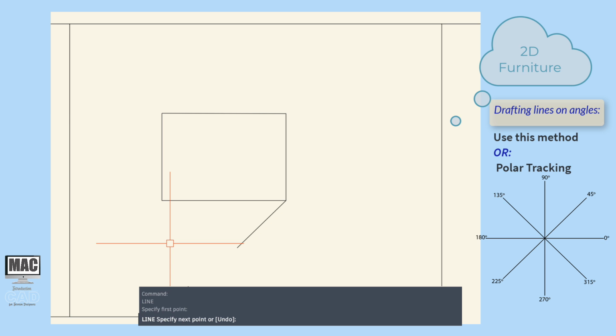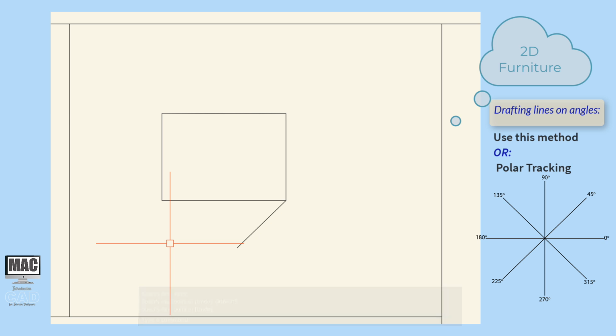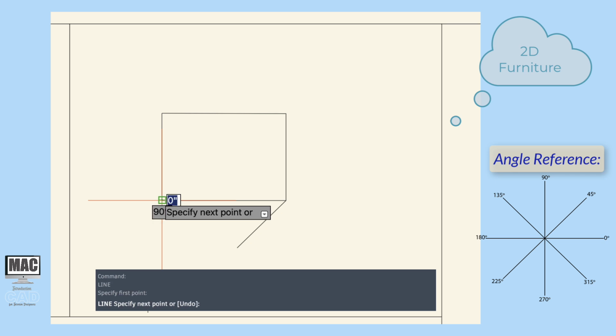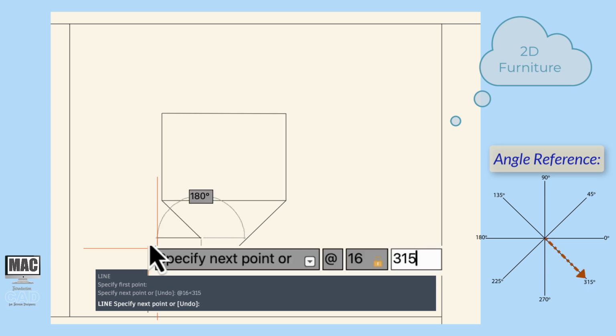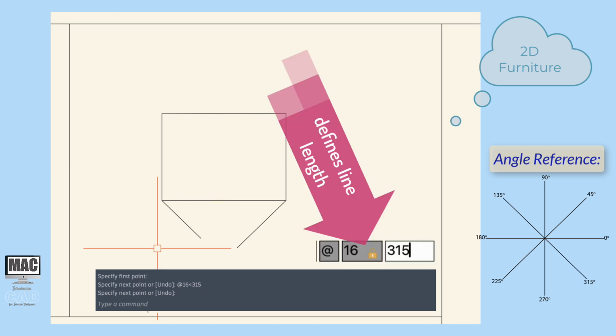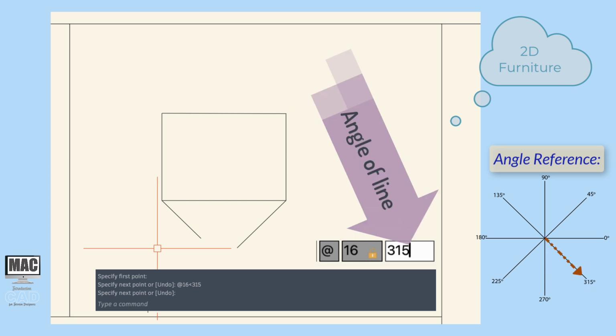Now let's draft the angled line that represents the freezer door. Begin the line command, pick on the lower left-hand corner. At the command line, type the symbol at 16 less than 315, enter. This will draw a line that's 16 inches long and angled at 315 degrees.